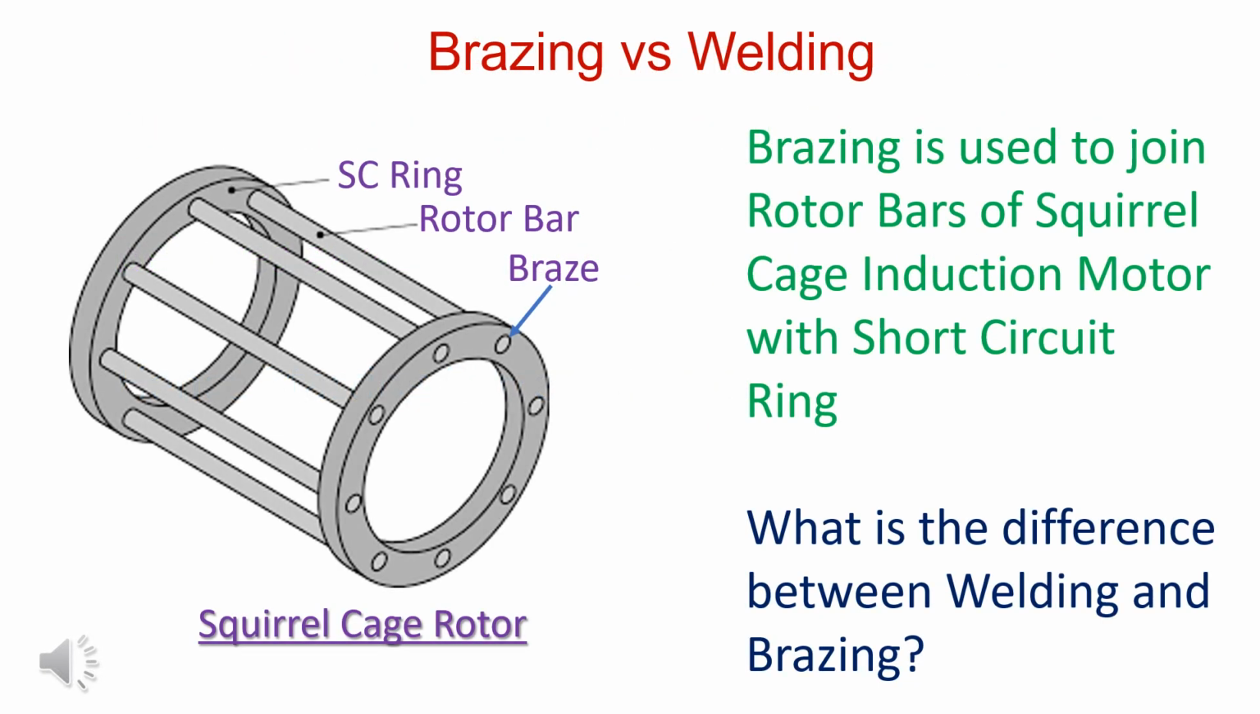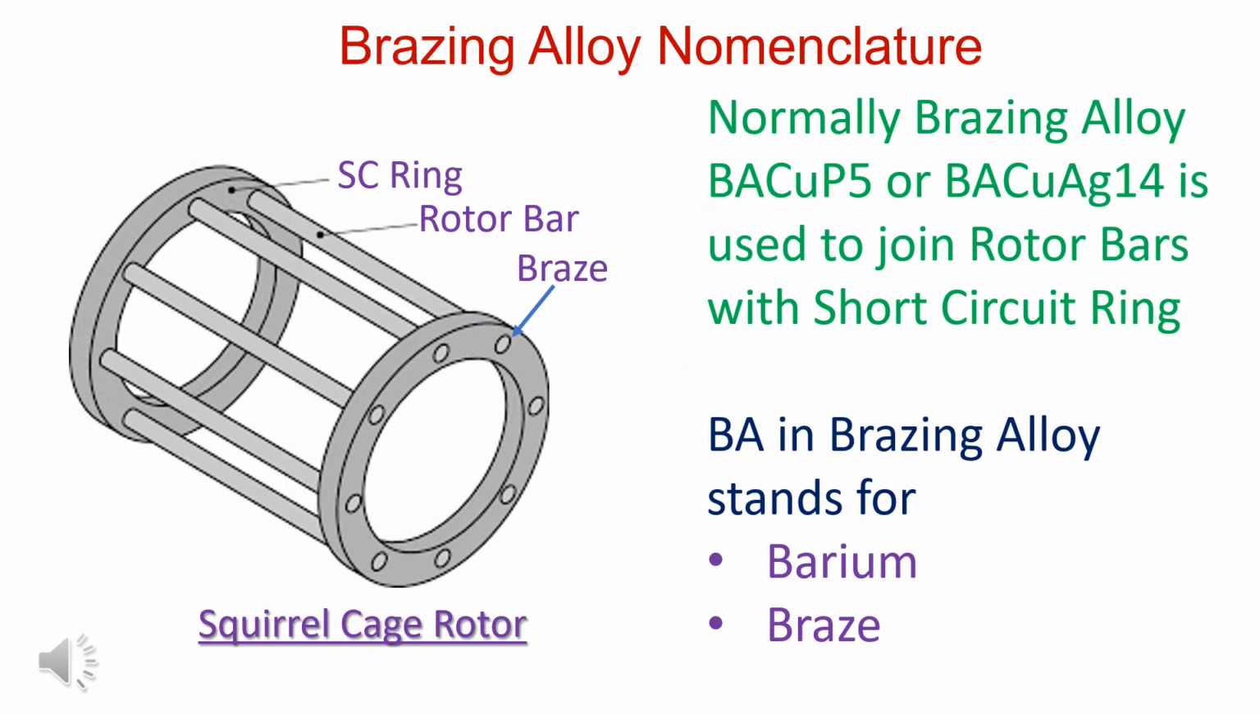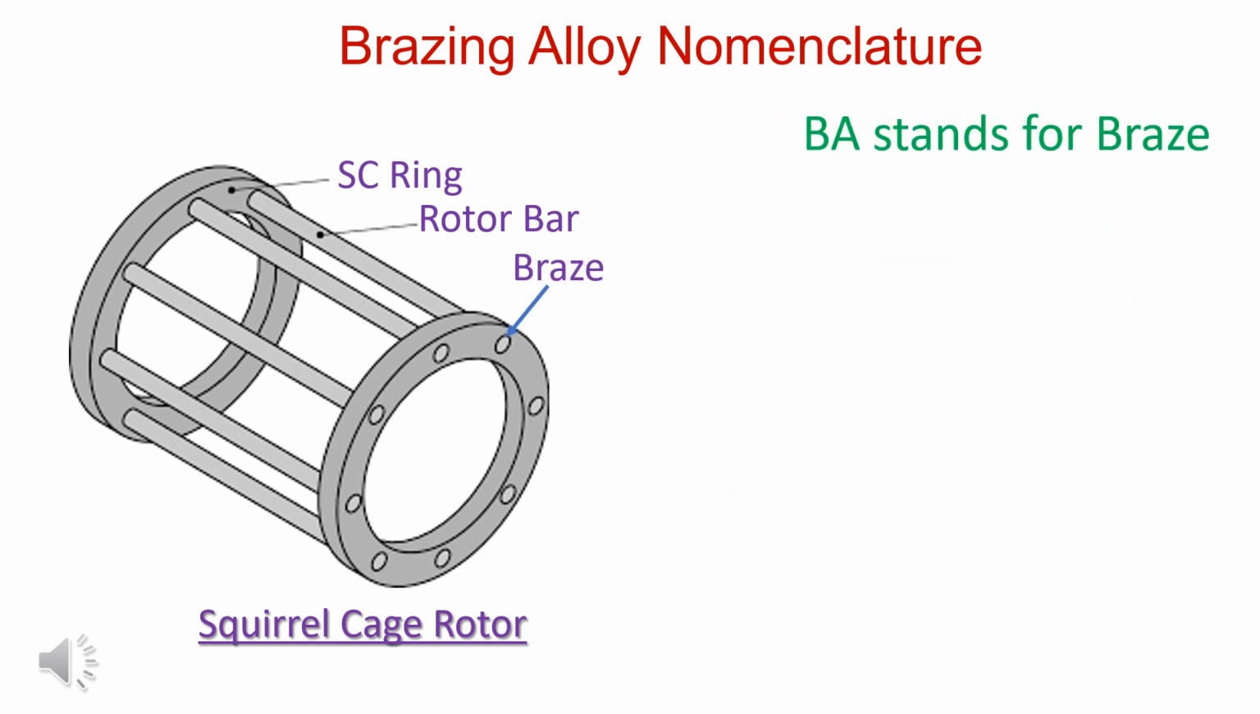What is the difference between welding and brazing? In welding, parent metals also melt, whereas in brazing, parent metals do not melt. What does BA in Braze stand for? It stands for not barium but Braze.